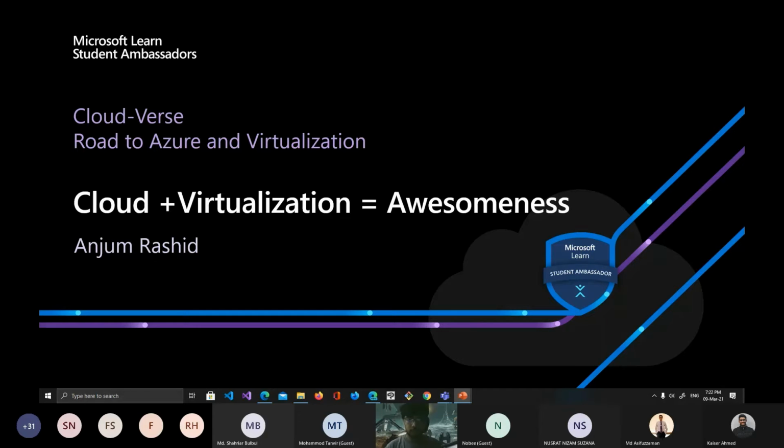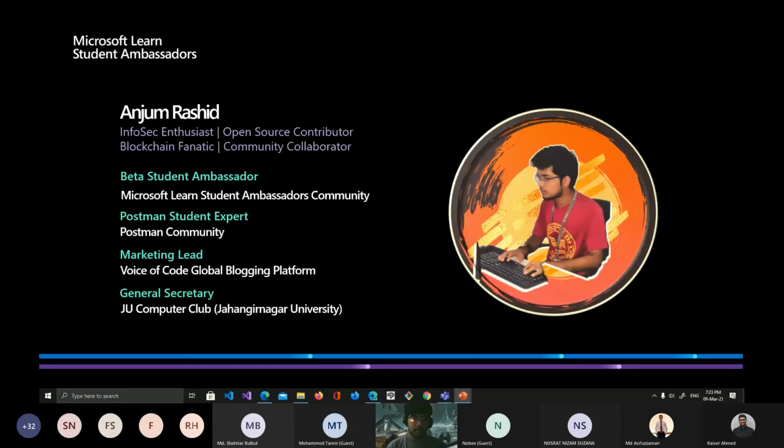I usually do cloud computing stuff and also some information security stuff. In my session, I will be speaking basically on cloud and virtualization, and I will show you how the combination of these two technologies is creating the ultimate awesomeness that we experience every day. Let's start.